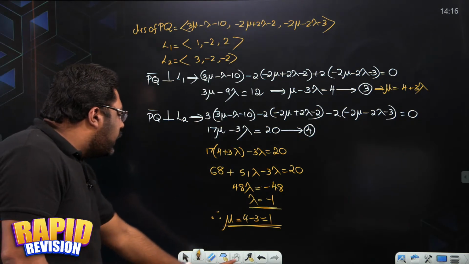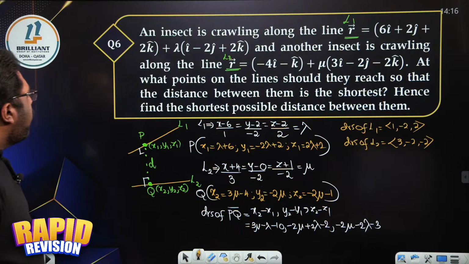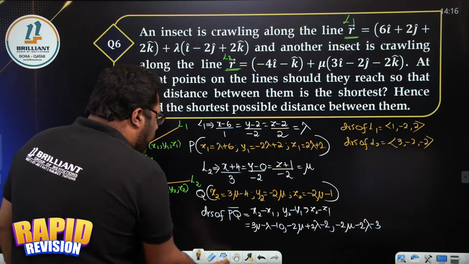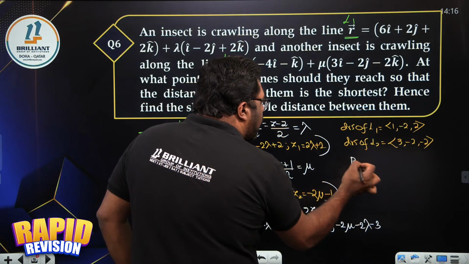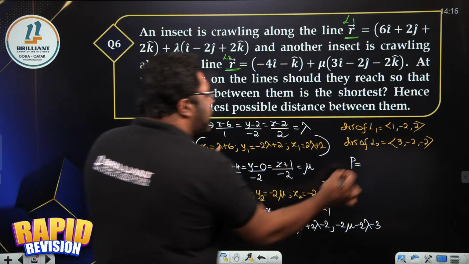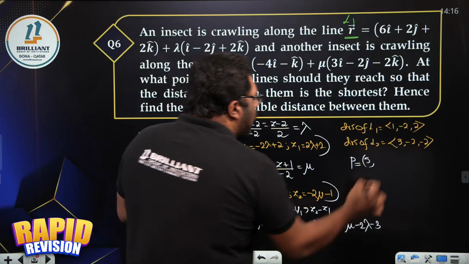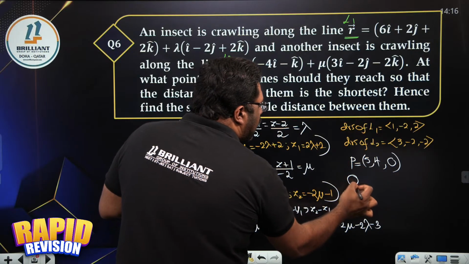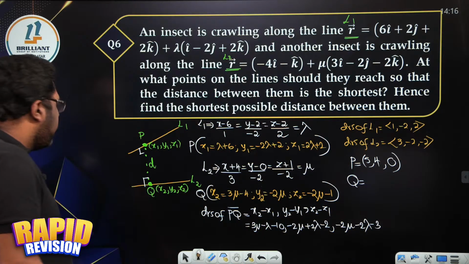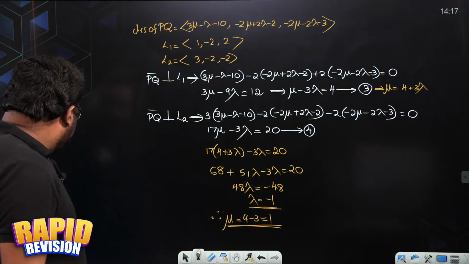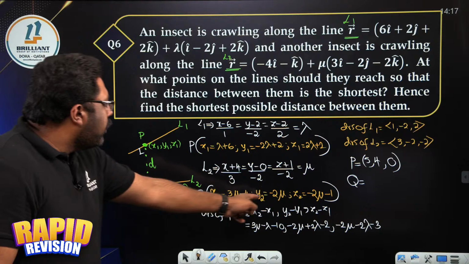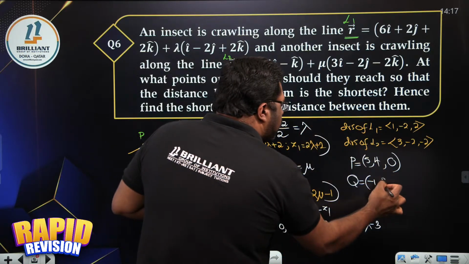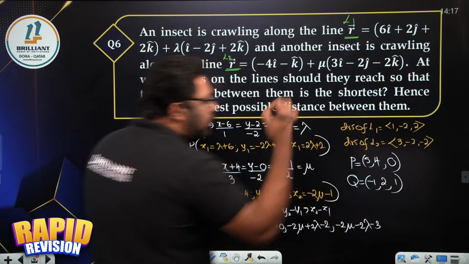Now there is no difficulty in finding the points. P is in terms of lambda, Q is in terms of mu. I am just writing the coordinates of P and Q. For P, lambda is minus 1, so it's 5, 4 and 0. Mu is 1. Substitute mu as 1 in the second line for Q: 3 minus 4 minus 1, 2 and 1. I got P and Q.